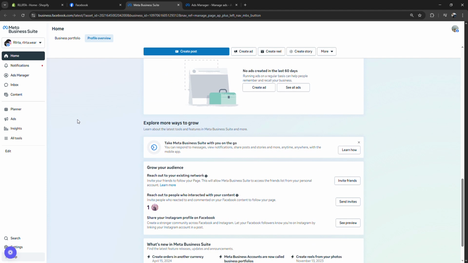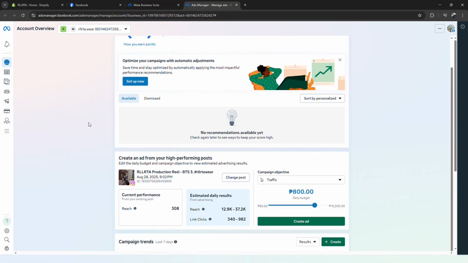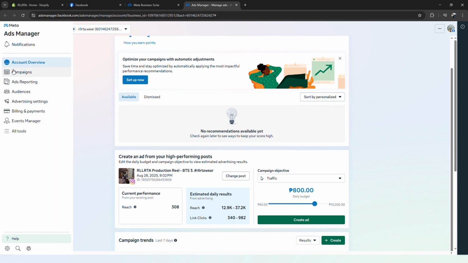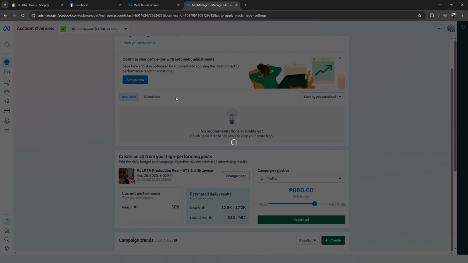Focus on showing your product in action right away instead of long intros. Use clear captions since most users watch without sound. And add a strong call to action like shop now or get yours today.